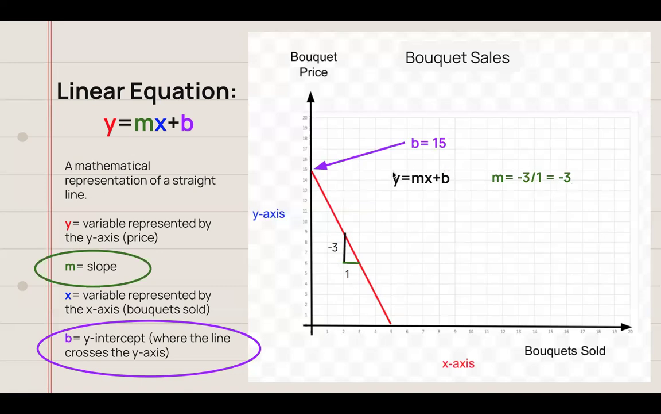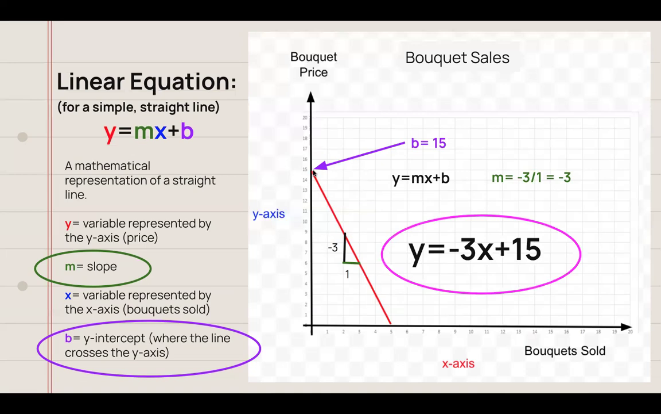Now our y-intercept value, we can just see visually where our red line intersects the y-axis. We see that that happens at 15. So B, our y-intercept, is 15. So if we plug our slope and our y-intercept into the linear equation, we end up with y equals negative 3x plus 15.